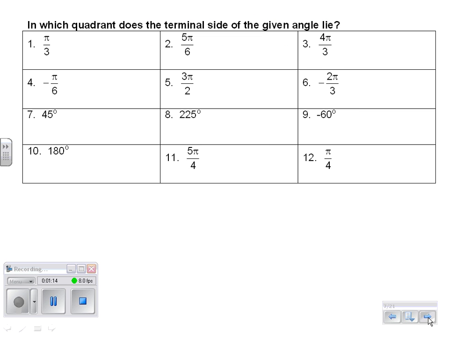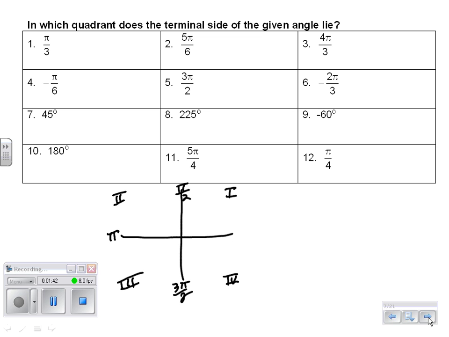Now, in which quadrant does the terminal side of the given angle lie? Think about your quadrants. We have quadrant 1, quadrant 2, 3, 4. A positive rotation is counterclockwise, and that's the way we count and label our quadrants. So pi over 3 is less than 1/2 pi, so that's going to end up in quadrant 1.